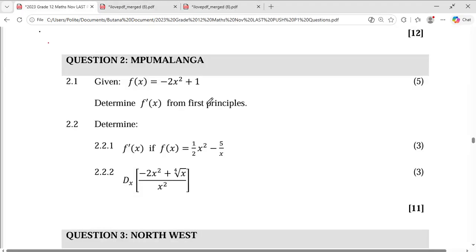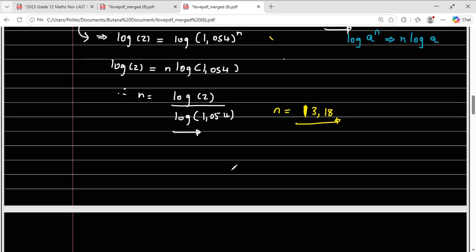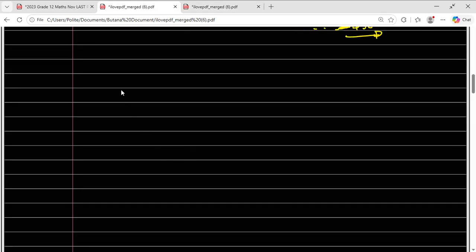Okay. Next question. Now we need to determine the derivative. So we have f at x, and now we need to determine the derivative using the rules. So I'll rewrite the f at x and find the derivative. So now we're going to work on 2.2.1. Okay, let me write that down. So 2.2.1, my f at x equals 1 over 2x squared minus 5x to the power minus 1.